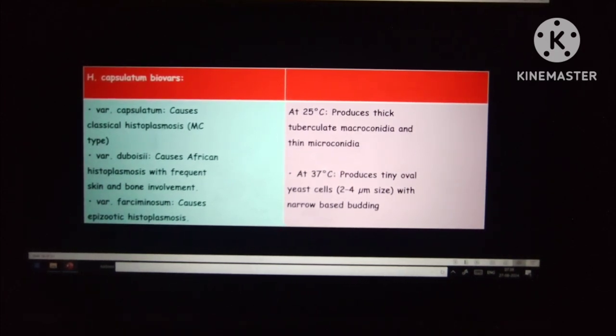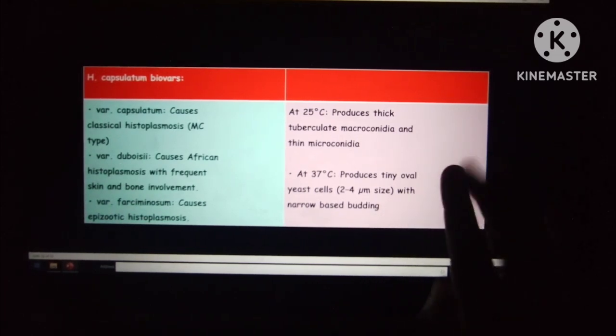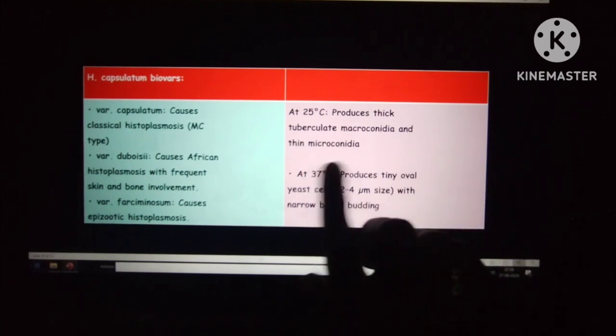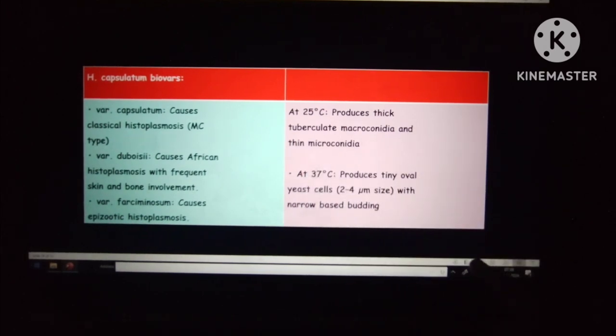Okay, so here at 25, always remember, if they are asking about histoplasmosis, there are two terms you want to remember. One, it has tuberculate macroconidia, so tuberculate, and it can be confused with tuberculosis. At 37 it usually produces a tiny oval cell with narrow-based budding. The 37 part is not that important, but this specific thing, the tuberculate macroconidia, is.